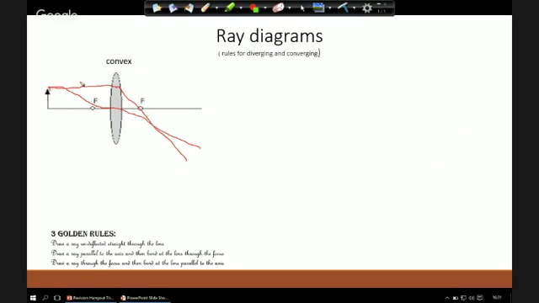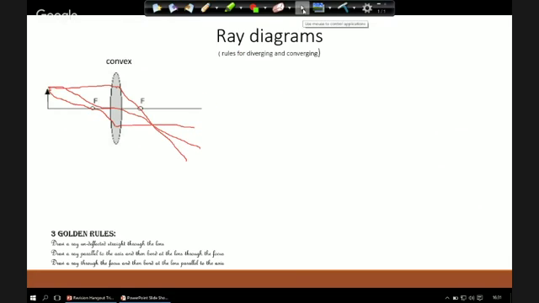And if that's not enough for you to be able to work out where the image is, don't forget that the image is where the lines cross. If you wanted to, you could do a third line as well. So draw a ray through the focus on this side, and then bend at the lens parallel to the axis. So go through the focus on this side, hit the lens, and then go parallel.